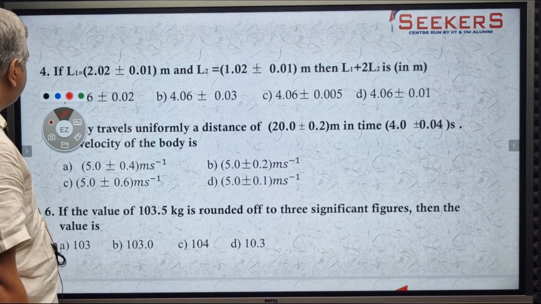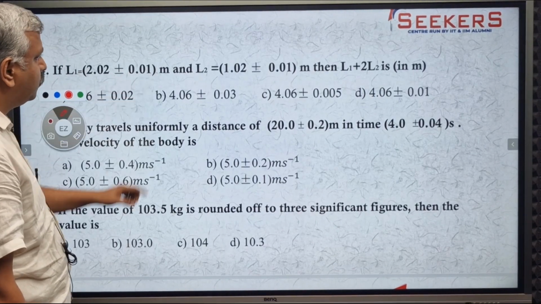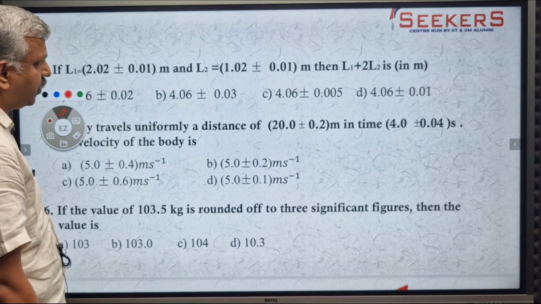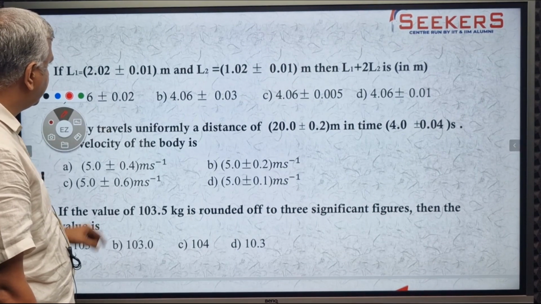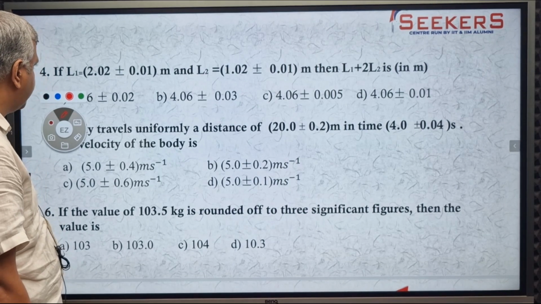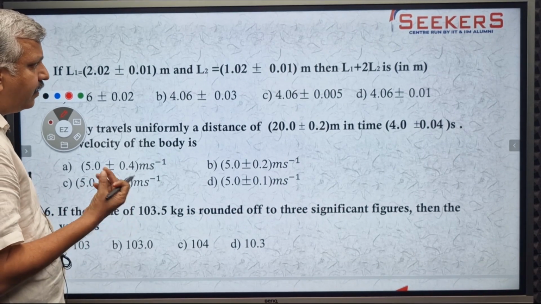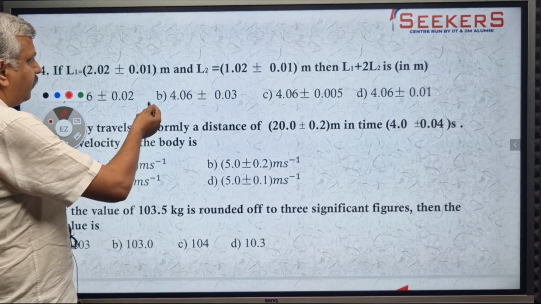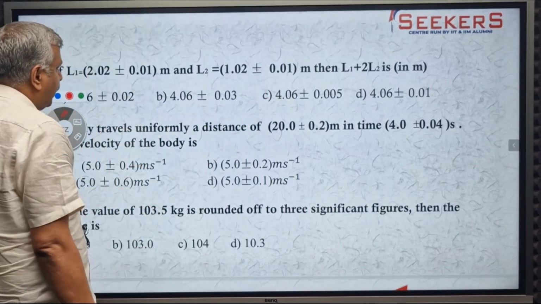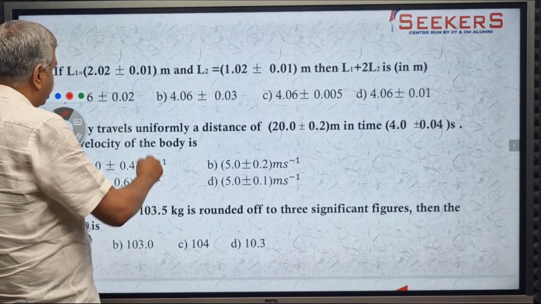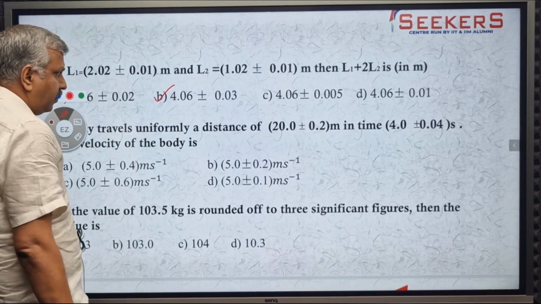It is given to us that L1 is this much, L2 is this much. Then they are asking what is L1 plus 2 L2 in meter, and they are more worried about the errors in it. So whenever quantities are added, the absolute errors are added. So here when you measure 2 L2, the absolute error will be 0.02, and you have 1 L1, so it becomes 0.03. So this one will be the right option.